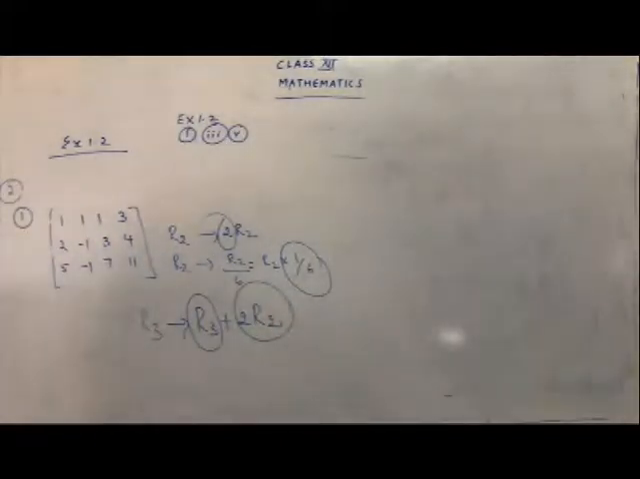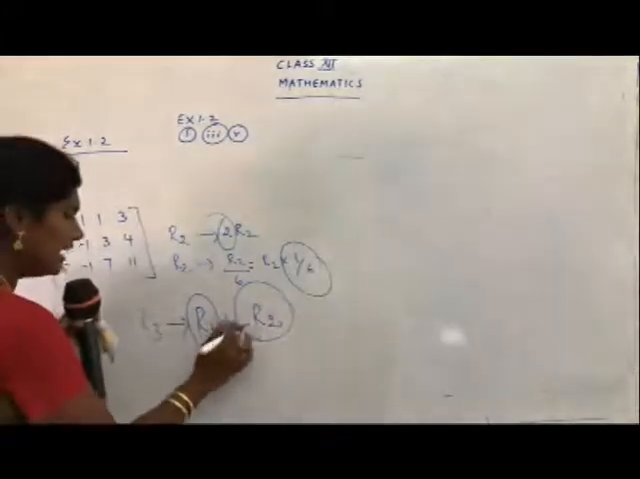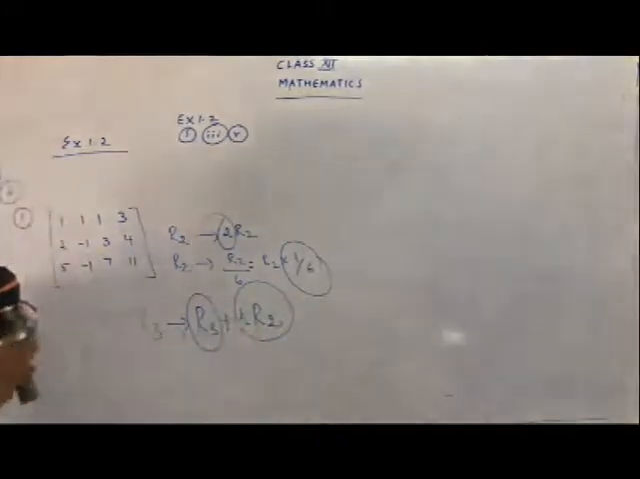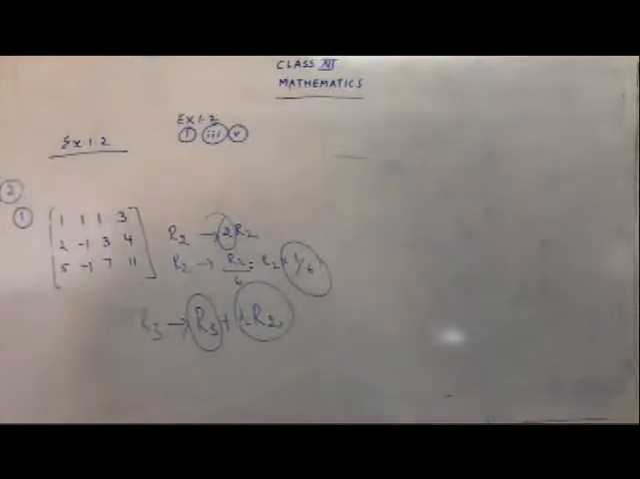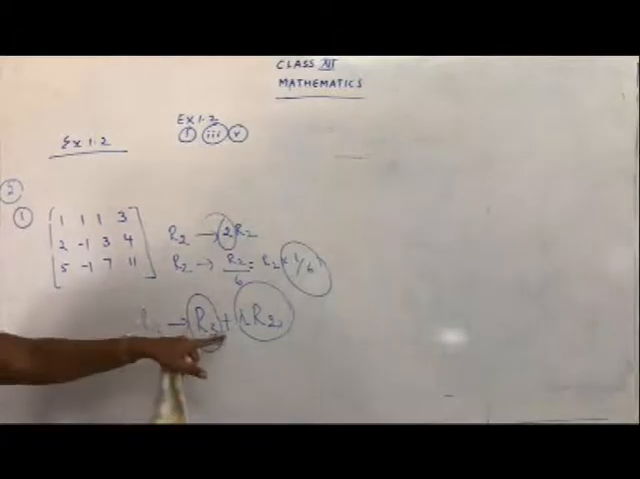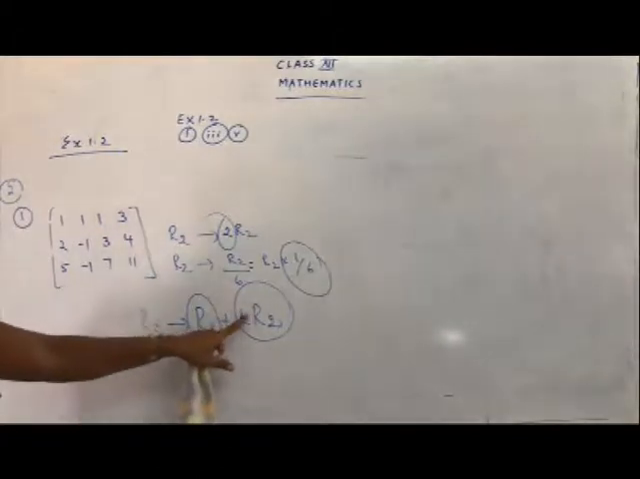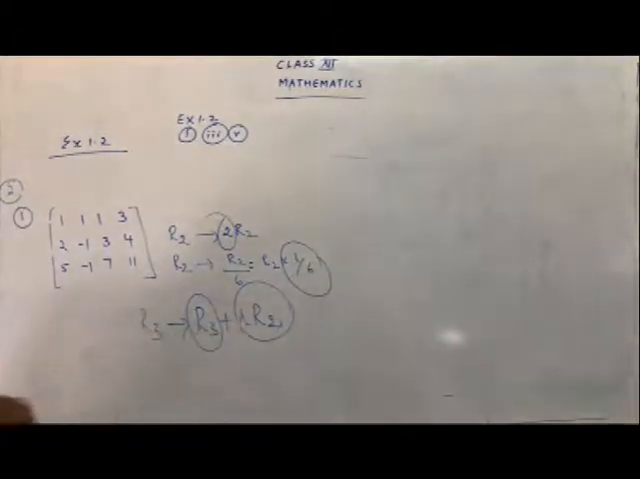Getting the point? It's 2R2 instead of 2, which means any number. You can take any value, but just remember that it should be a non-zero scalar. So what is the condition? Replacing a row by the sum of the row and a multiple, what is that multiple? A non-zero scalar multiple of another row. I hope all the three conditions are clear to you.